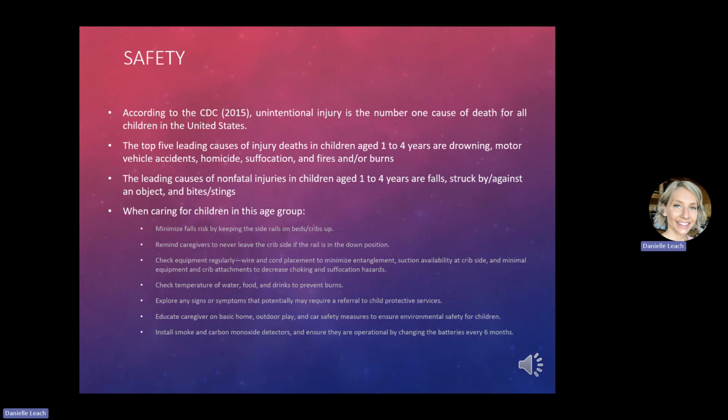We want to make sure that we are checking the temperature of water, food, and drinks, and also educating parents about that. We do an assessment so that if there's any chance that we think there's some sort of child abuse or neglect, we can refer to CPS. We also want to educate caregivers on basic home safety, which we'll talk about in a moment, things like smoke and carbon monoxide detectors.